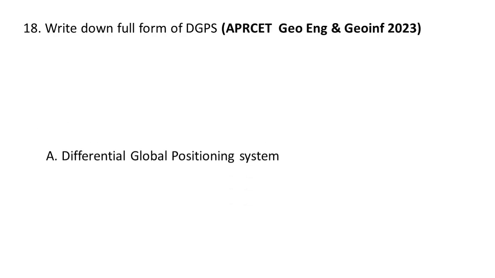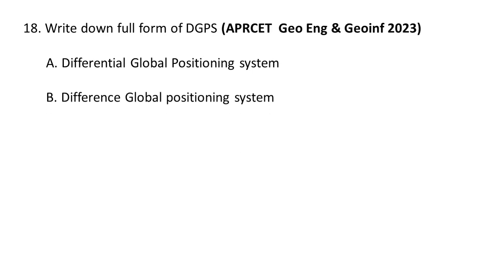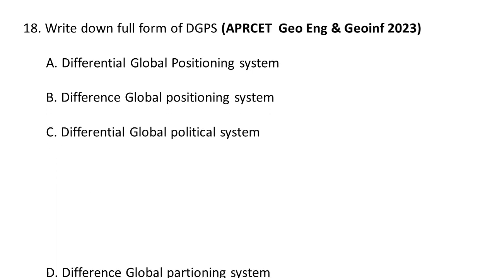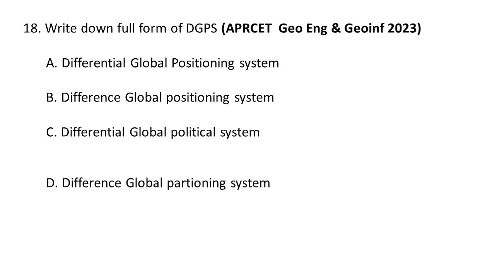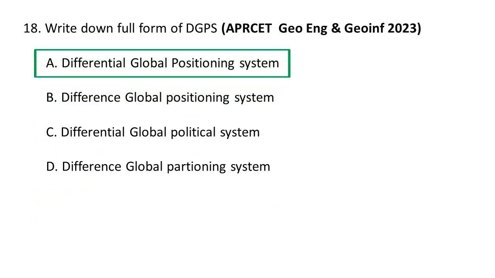Next question. Write down the full form of DGPS. The choices are A. Differential Global Positioning System, B. Difference Global Positioning System, C. Differential Global Political System, D. Difference Global Partitioning System. So the correct option is A, DGPS is obviously Differential Global Positioning System.